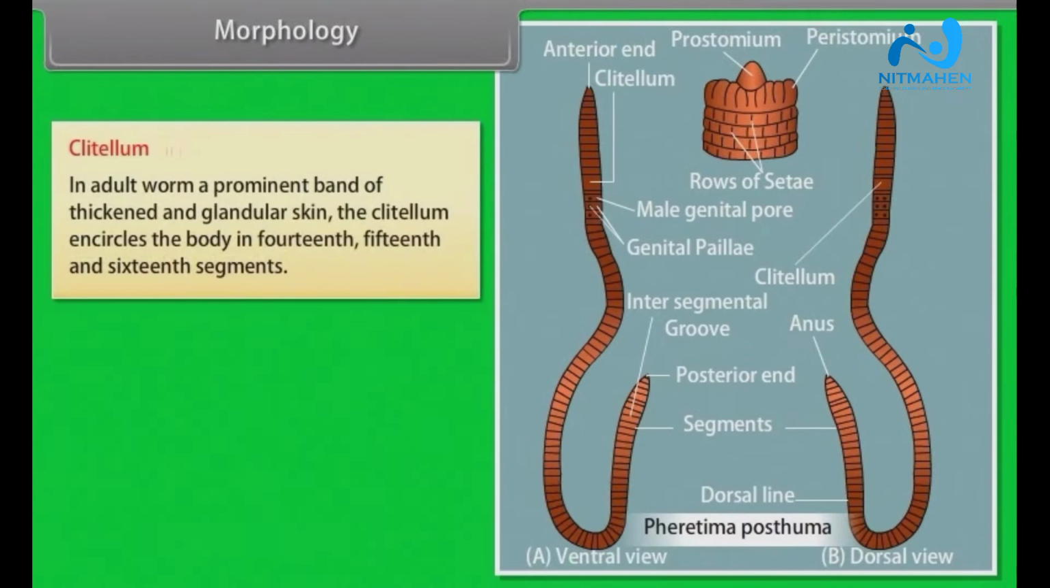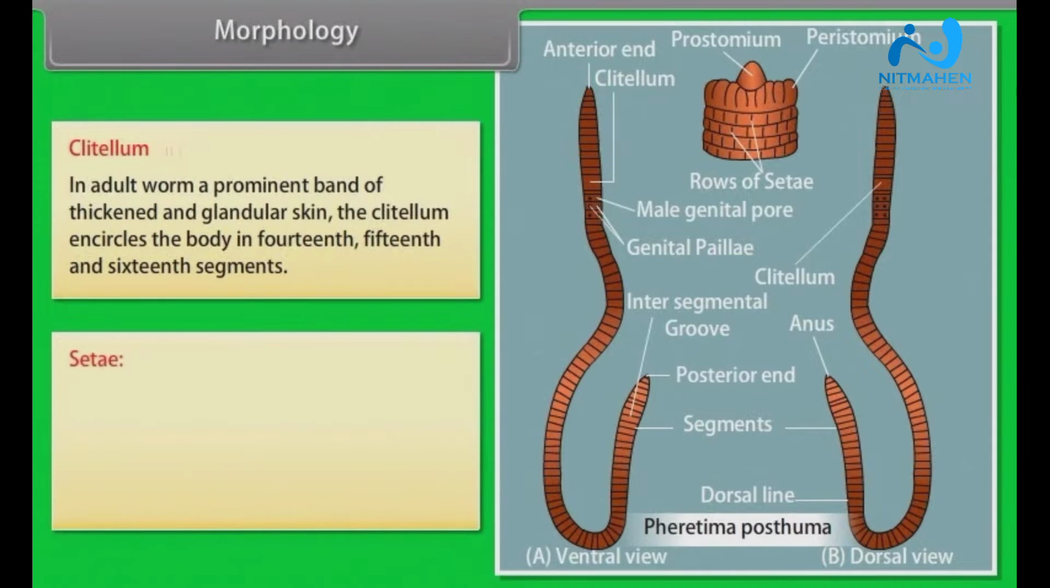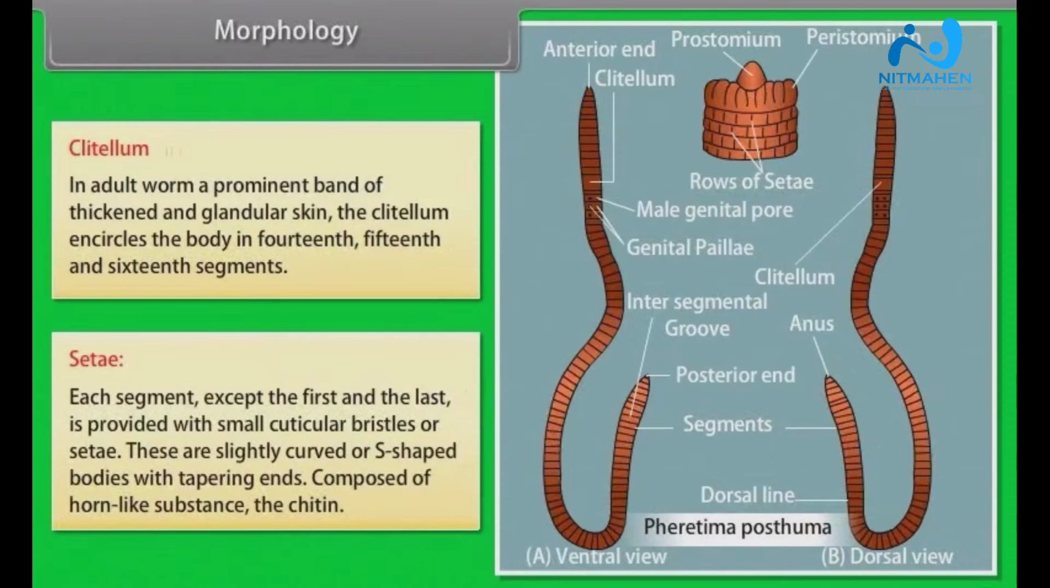Clitellum. In adult worm, there is a prominent band of thickened and glandular skin. The clitellum encircles the body in 14th, 15th and 16th segments. Setae. Each segment, except the first and the last, is provided with small cuticular bristles or setae. These are slightly curved or S-shaped bodies with tapering ends, composed of a horn-like substance, the chitin.